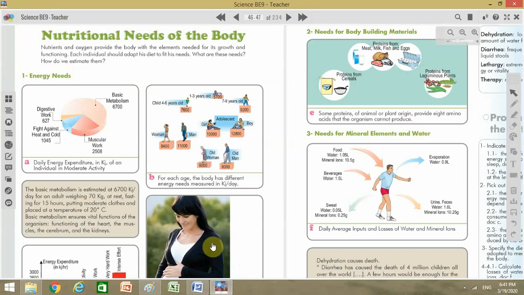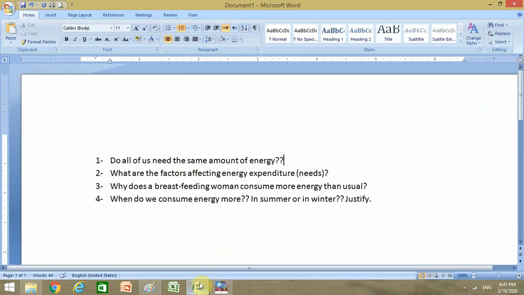Now, what about our energy needs? As you know, energy is needed by our body, and the unit of energy is always kilojoules. But the question is, do all of us need the same amount of energy? What are then the factors affecting energy expenditure or needs? Why does a breastfeeding woman consume more energy than usual? And when do you think we consume more energy, in summer or in winter?